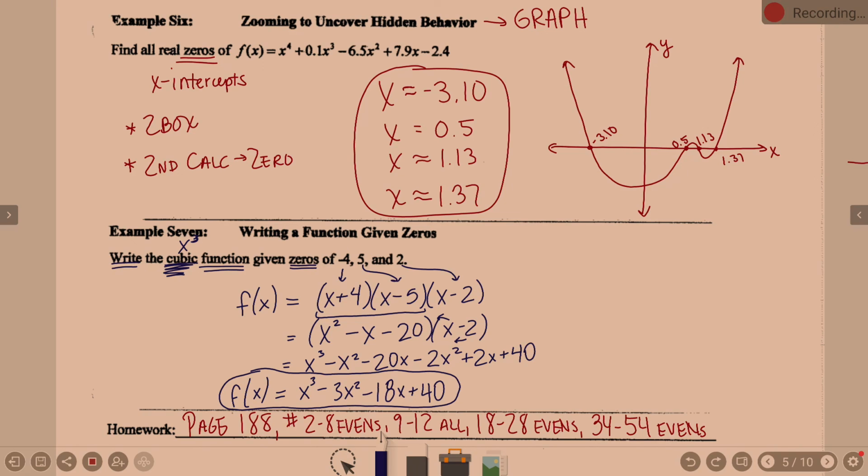Okay, your homework that you should have done most of by now was 2 through 8 evens, 9 through 12 all, 18 through 28 evens, 34 to 54 evens. I told you you couldn't have done 54 last night, so you need to work on that probably. And then work on anything else you need to clean up and whatnot.